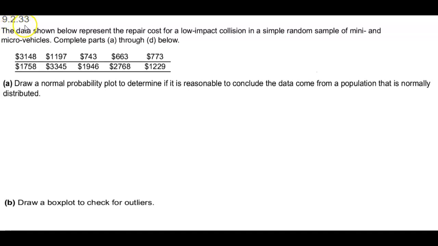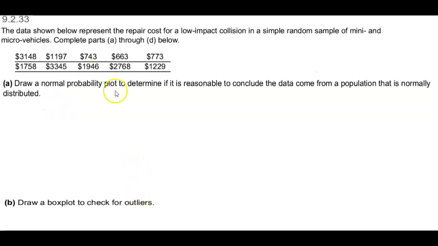Section 9.2.33. The data shown below represent the repair costs for a low-impact collision in a simple random sample of mini and micro vehicles. Complete parts A through D below. So, we want to draw a normal probability plot to determine if it is reasonable to conclude the data come from a population that is normally distributed.